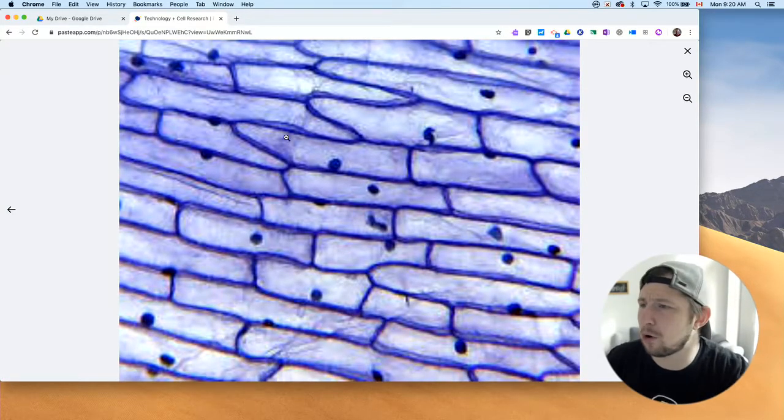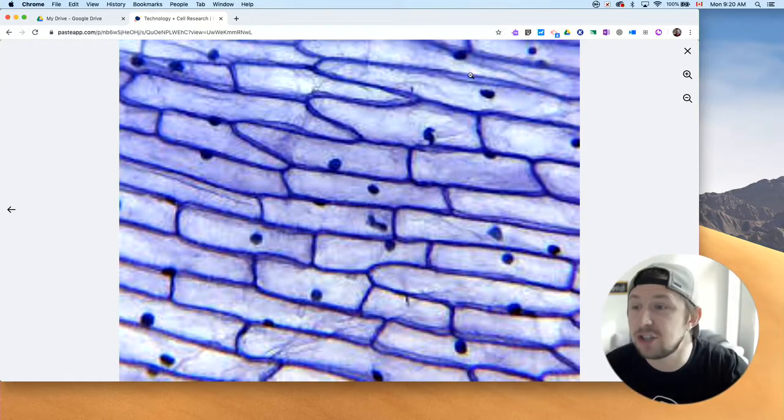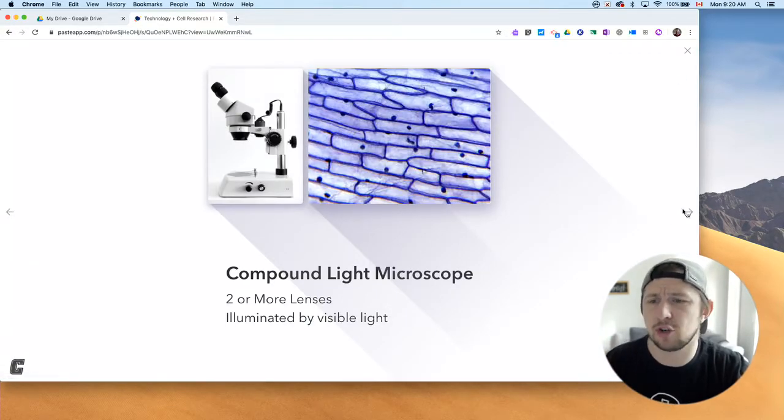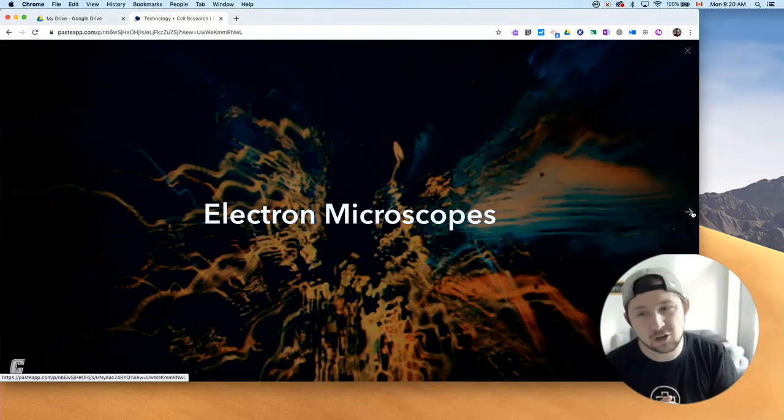Here we see the borders of the cell, we see the nucleus in the middle, and generally it requires some kind of staining to help define what we're seeing. And so these are like our traditional compound light microscopes, but where I want to focus our energy today is on electron microscopes.